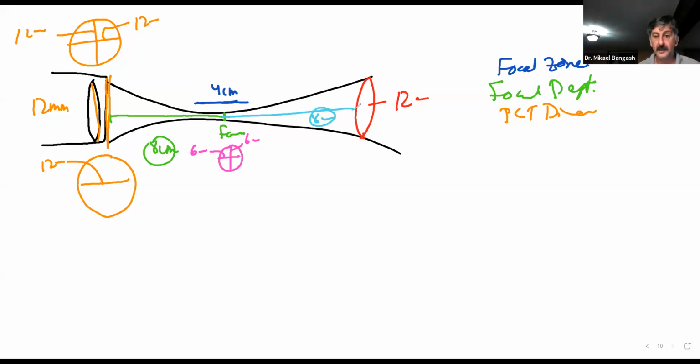Yeah. The next question that they ask you is, at what depth is the focus? It's as green as it can be. Because at the end of your focal depth is the point at which the beam will focus.